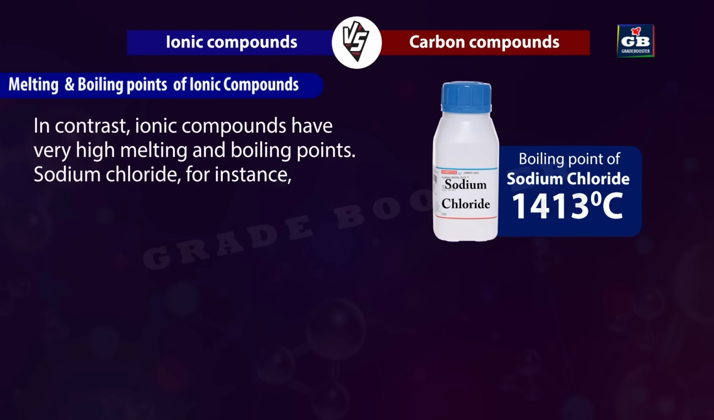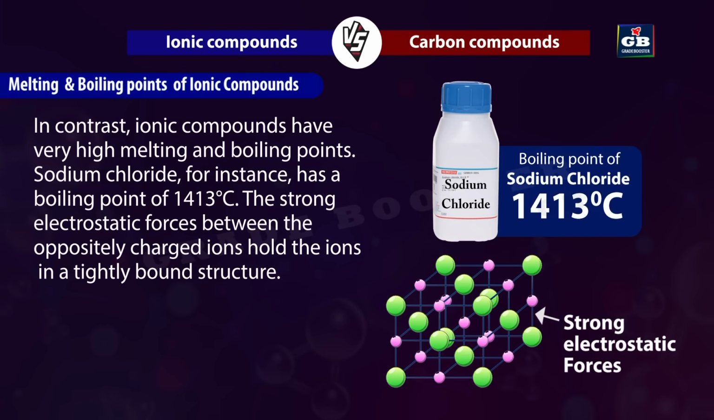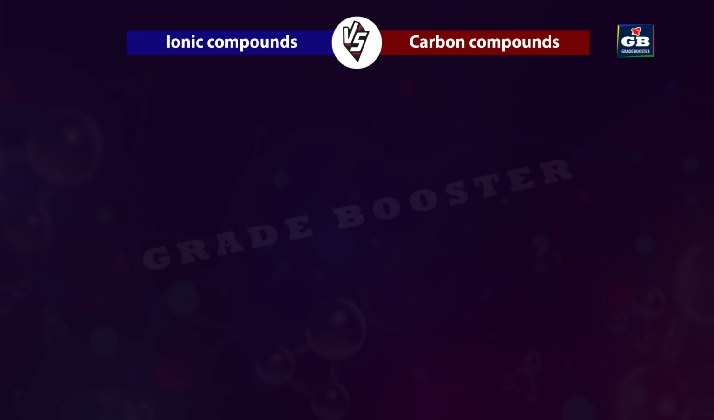In contrast, ionic compounds have very high melting and boiling points. Sodium chloride, for instance, has a boiling point of 1413 degrees Celsius. The strong electrostatic forces between the oppositely charged ions hold the ions in a tightly bound structure. This means it takes a lot more energy to overcome these strong attractions and change the state of the compound.